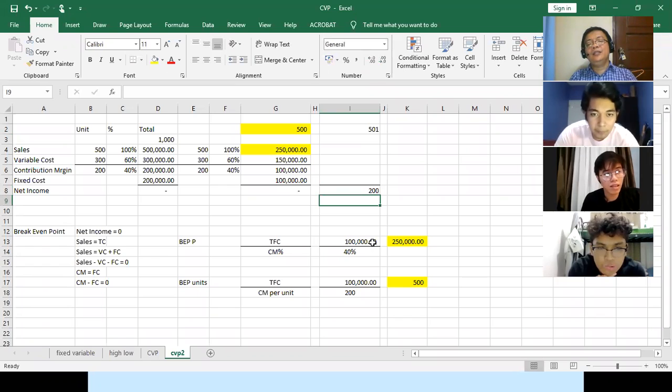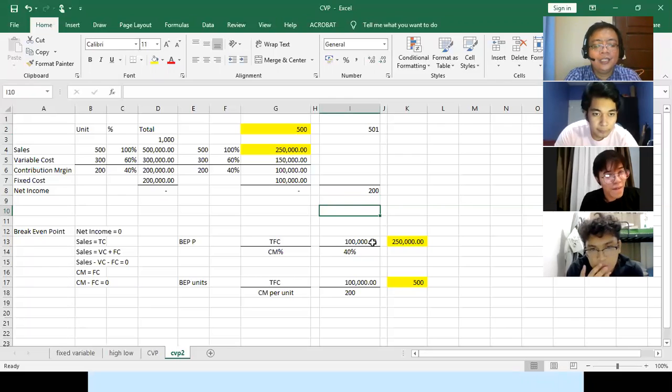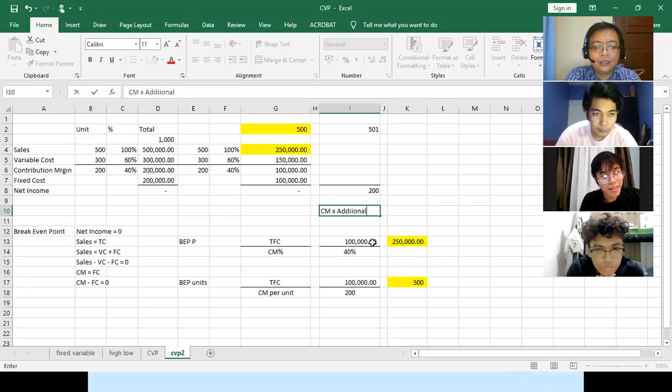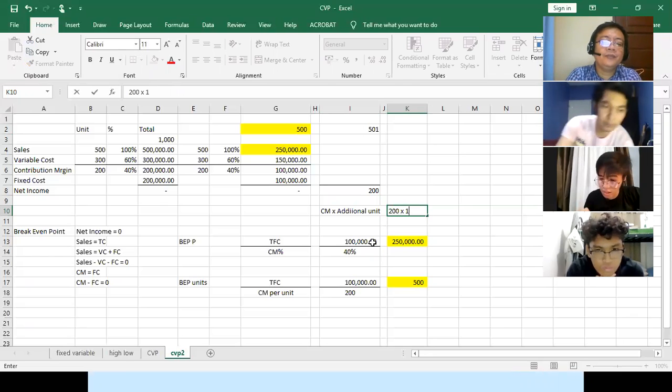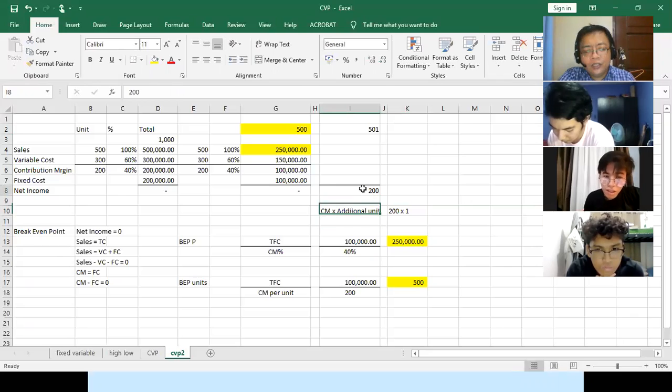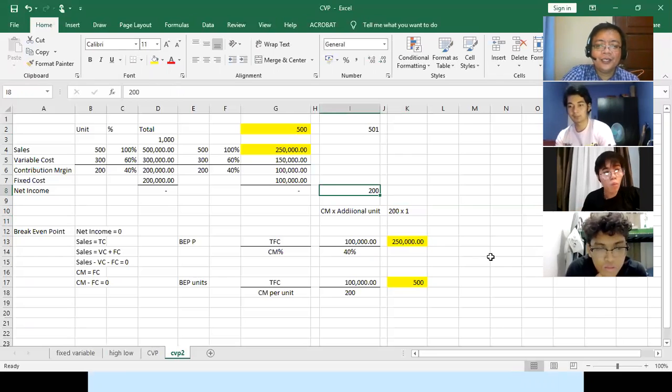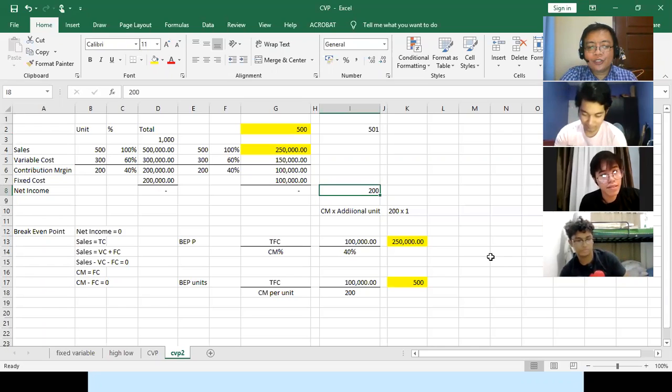Sir, bakit 200? Ano yung easiest way to solve this? CM times additional unit after break even. Magkano yung CM natin? Di ba 200 times additional 1 unit? Tama? The answer is 200. Sir, bakit CM lang? Di ba may fixed cost pa tayo? Regardless of the changes in your activity, fixed costs will remain the same.